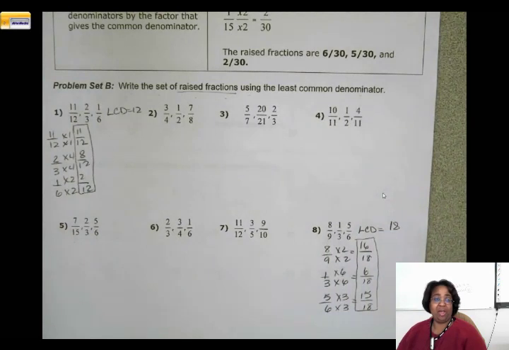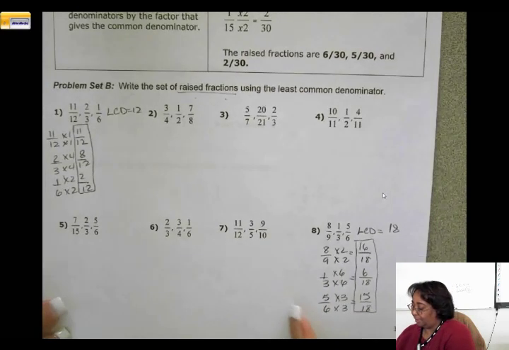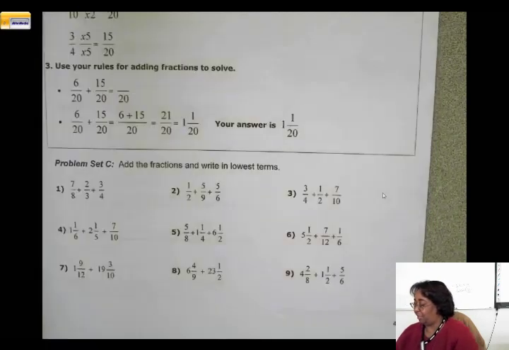So we've done number 1 and we've done number 8, and that should be enough of an example, as well as the example I gave you on the page. Let me know if you get stuck on any of them so I can work them with you, okay? So that's how you would do page 3.